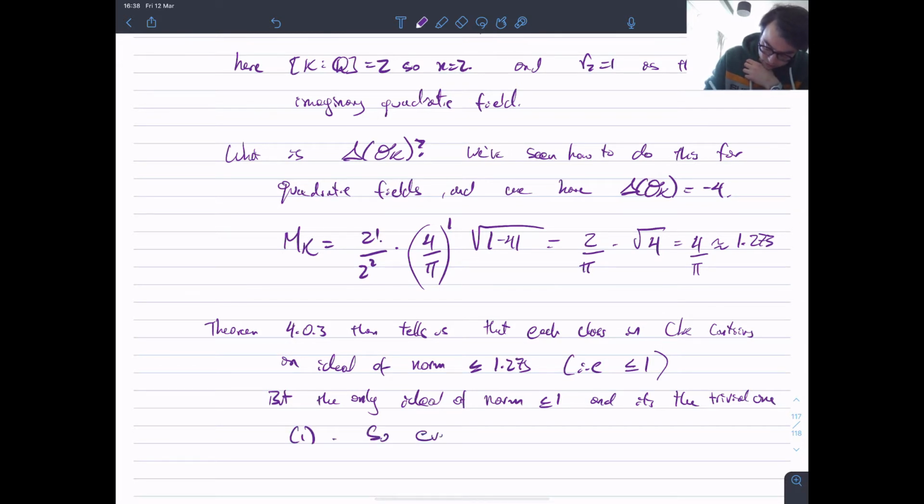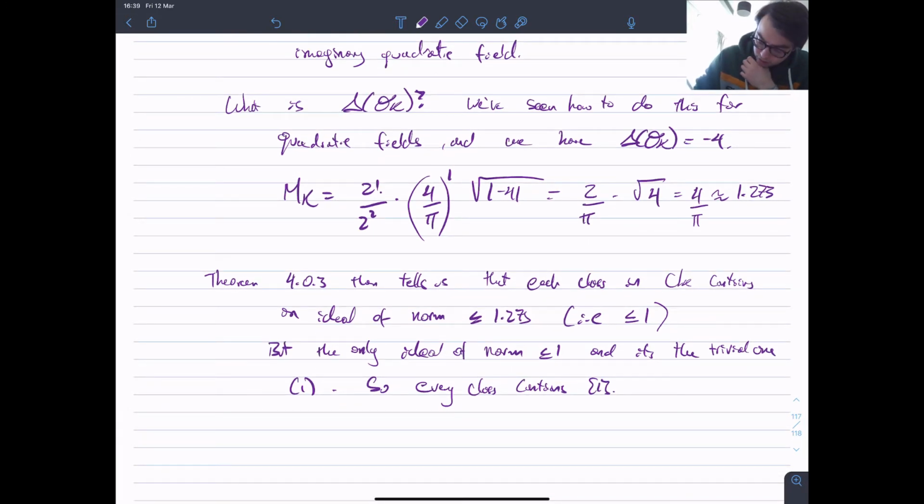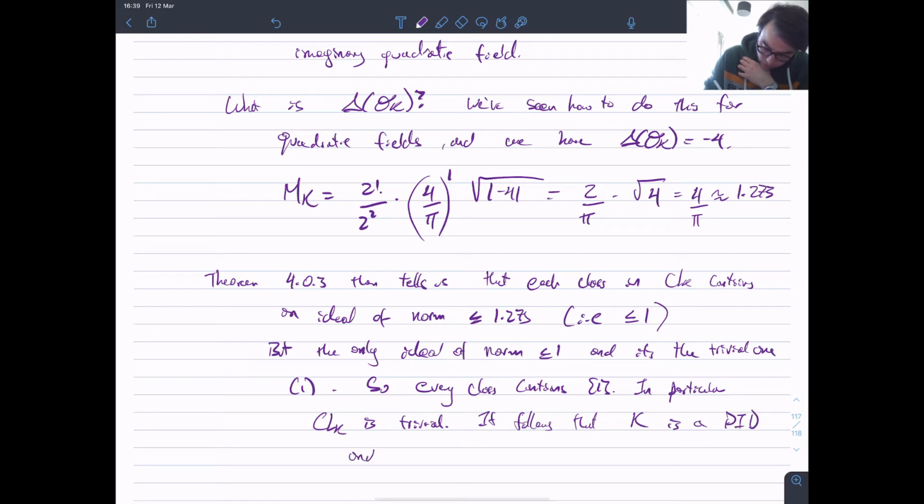So every class contains this ideal generated by 1. In particular, the class group has to be trivial. Cl(K) is trivial, which, as we said last time, means that this is in fact a PID, which means that this thing is a UFD. So it follows that K is a PID and therefore also a UFD.